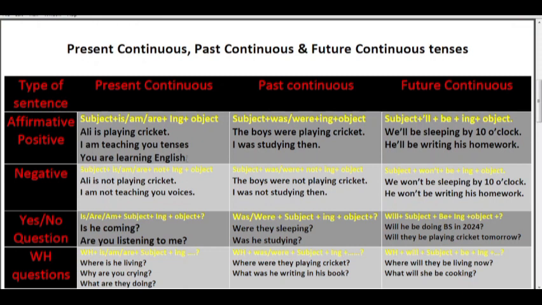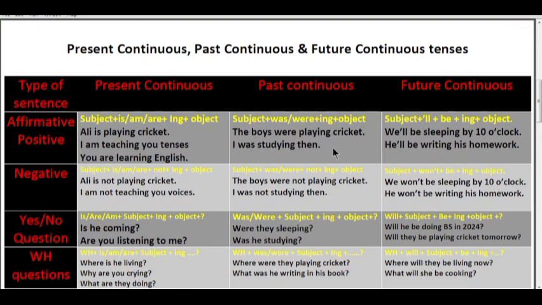You are learning English. For past continuous, we have two helping verbs, was and were. Was with singular and were with plural. So subject, was or were, then the ing form, and then the object. For example, the boys are playing cricket.